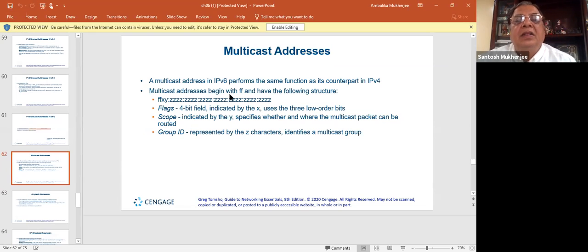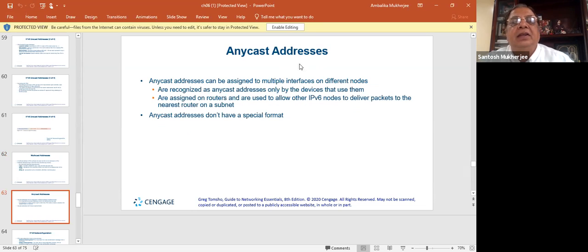Multicast address, now we are into multicast addresses. In IPv6 they perform the same functions as their counterparts in IPv4. Multicast addresses begin with FF and have the following structure: flags (a 4-bit field), scope, and group ID. Anycast addresses can be assigned to multiple interfaces on different nodes, are recognized as anycast addresses only by the devices that use them, are assigned on routers, and are used to allow other IPv6 nodes to deliver packets to the routers.